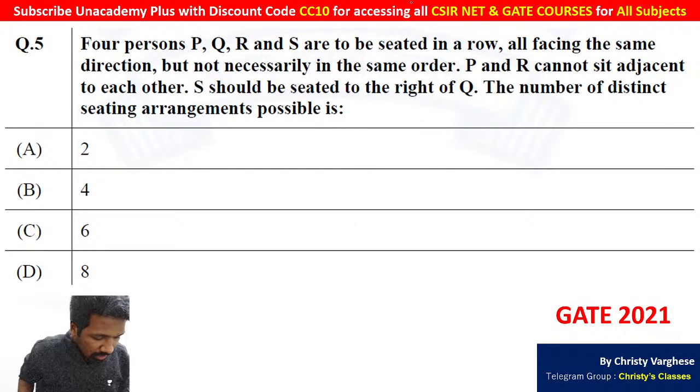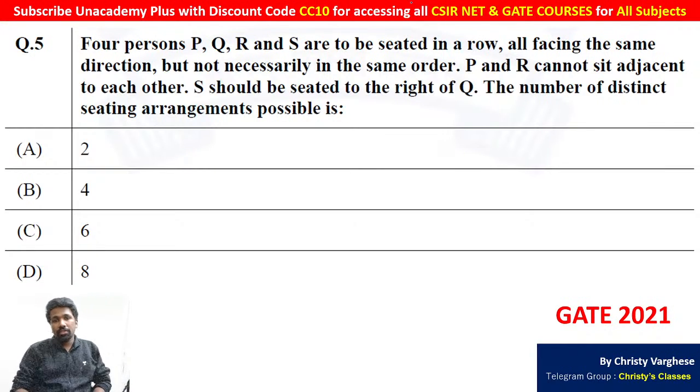Okay, Liston got option C as the correct answer. Yeah, it's kind of a permutation combination problem itself. Very simple. Once you understood the question correctly, it is simple. Okay, I will start explaining. 4 persons PQRS are to be seated in a row. 4 persons means 4 factorial, 24 possibilities are there if there are no other conditions.